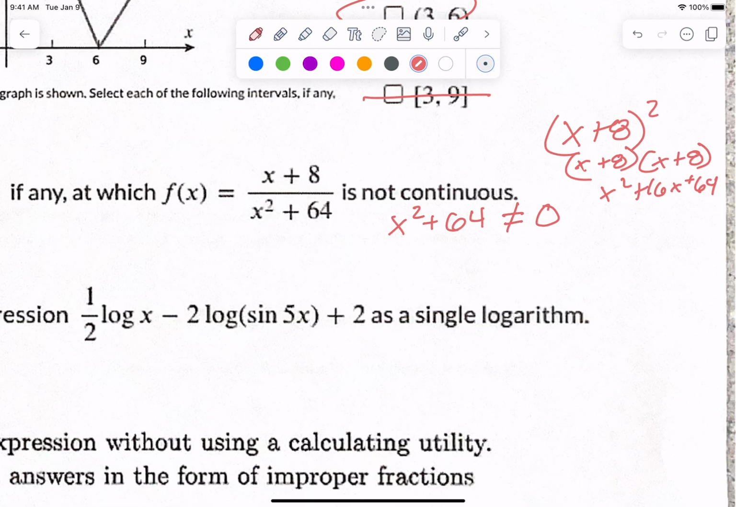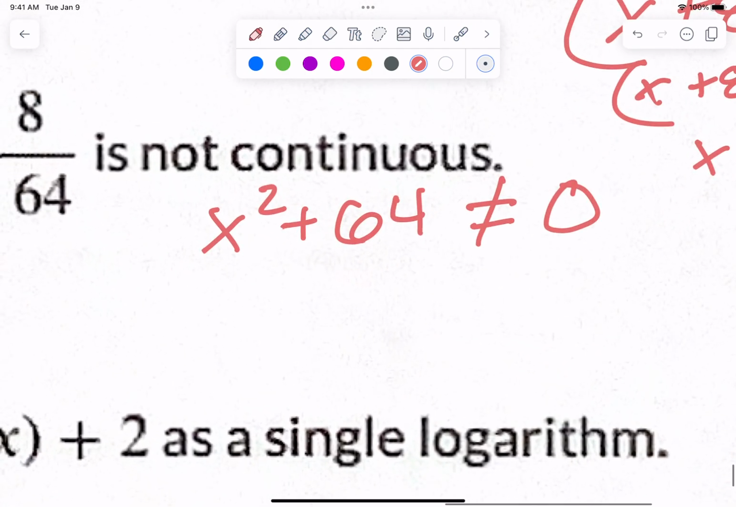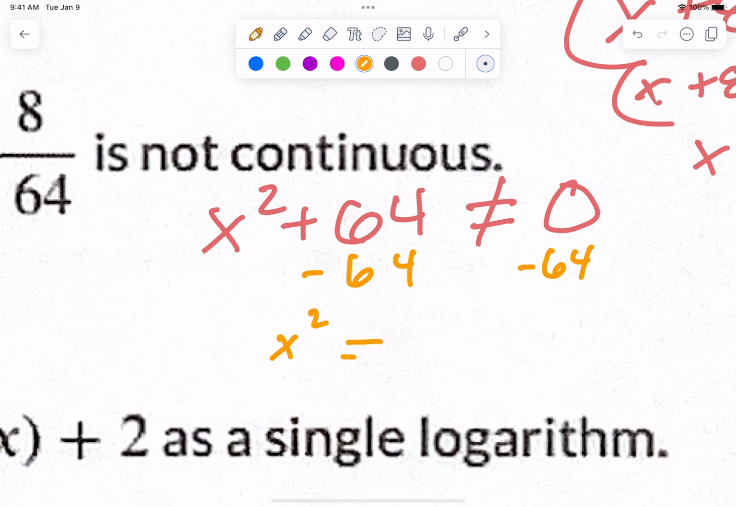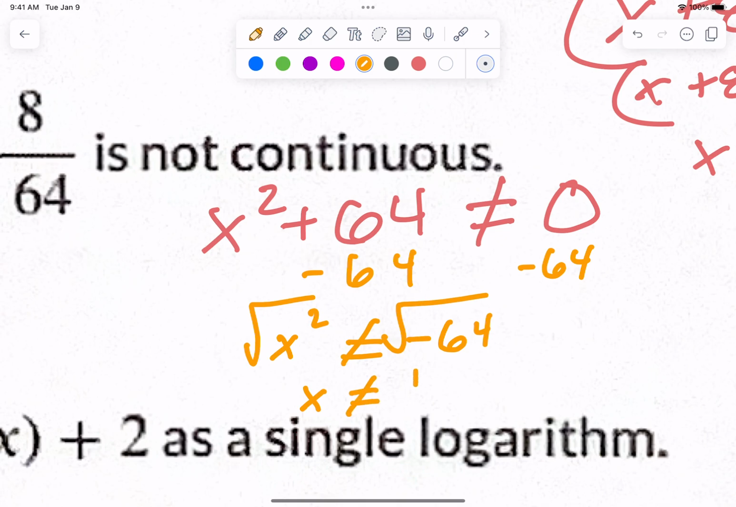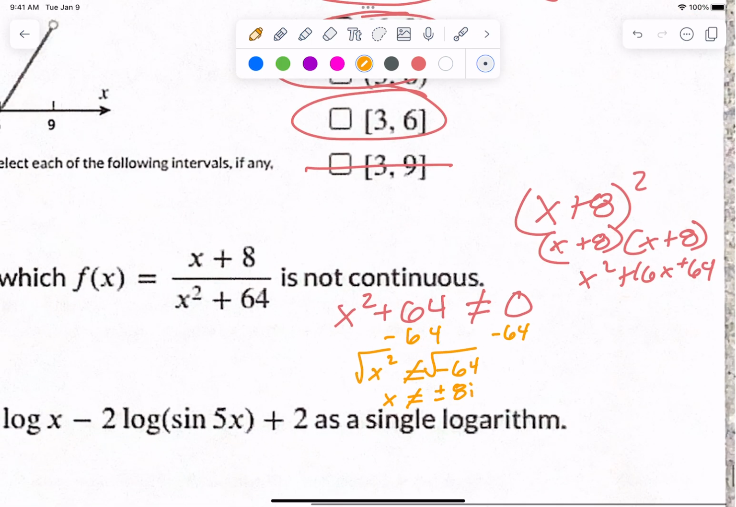All right, x squared plus 64. We don't want that thing equal to 0, right? So I'm going to subtract 64, and x squared can't be negative 64. If I take the square root, that means x cannot be positive or negative 8i. X cannot be an imaginary number, which means x can be what? Anything. X is all reals.